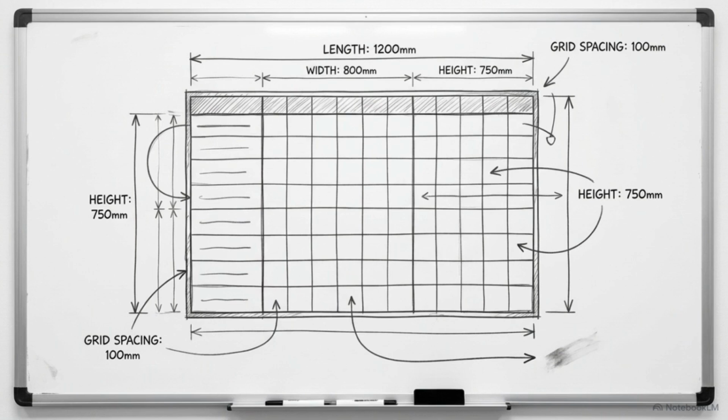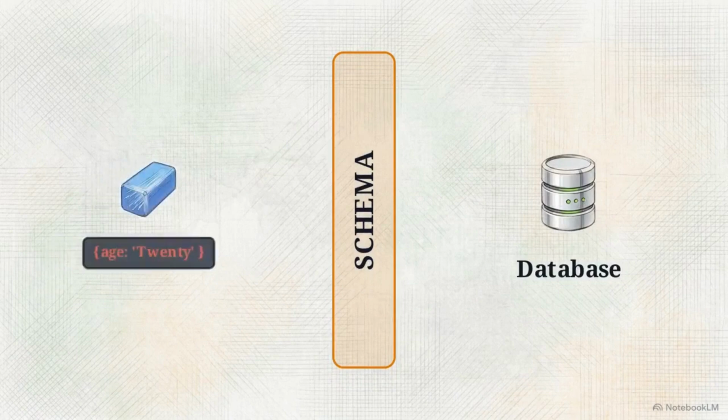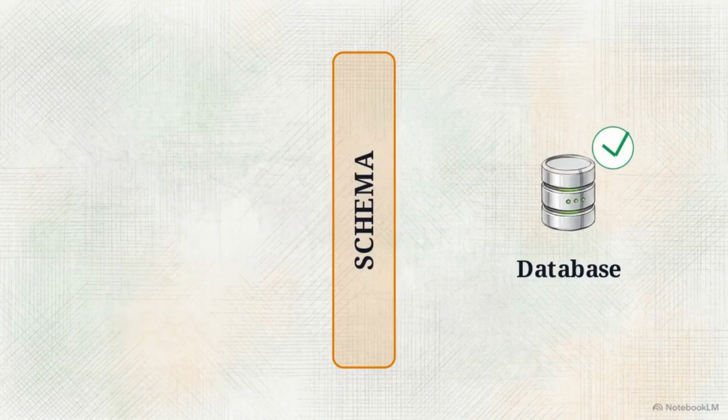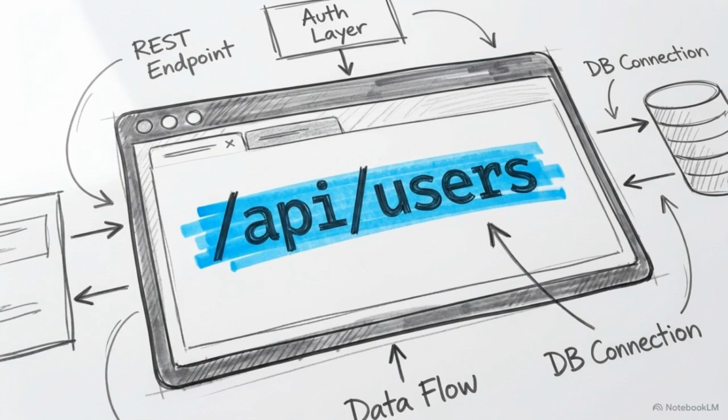By explicitly defining these rules up front, you create a strict blueprint. If a client submits an age as a word instead of a number, the schema rejects it, preventing malformed data from reaching your tables. Now we write the POST endpoint to add a user.